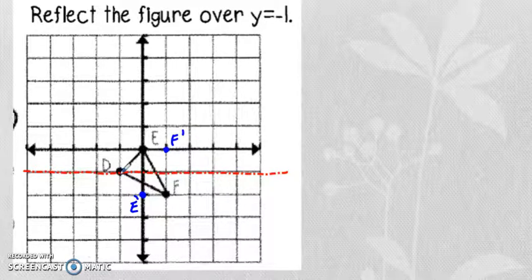Now notice, my D is on the line. Therefore, it's not going to move at all. I can just put another label at that point. And then what I will do is connect my 3 prime points. There is an overlap with the reflection. That's fine. That sometimes happens.